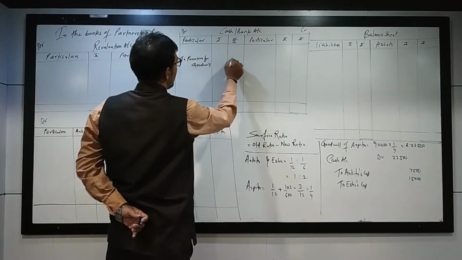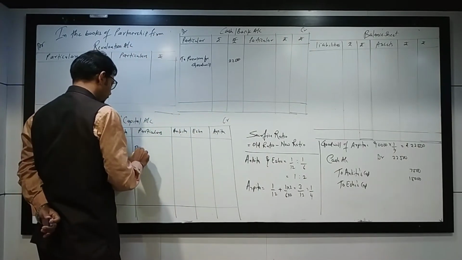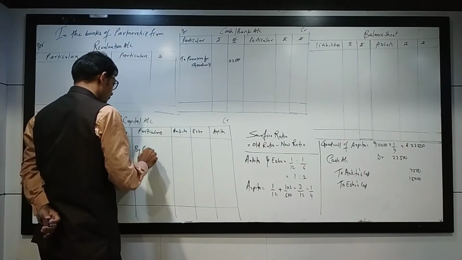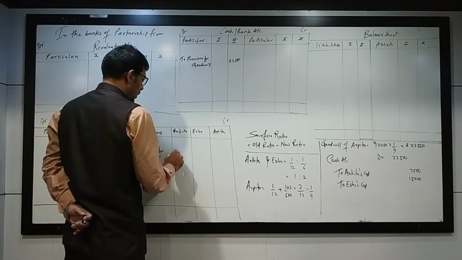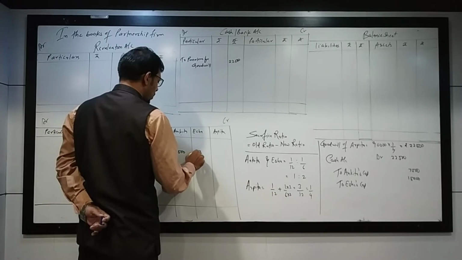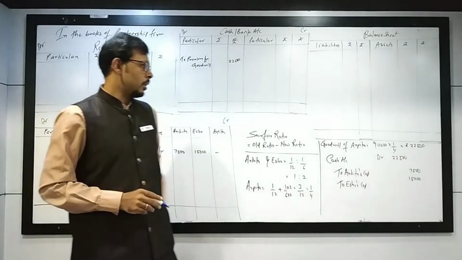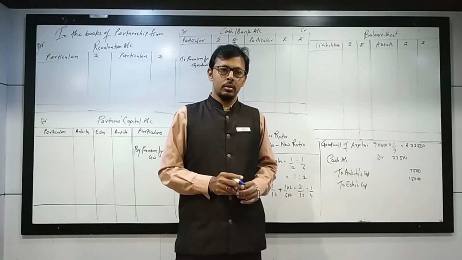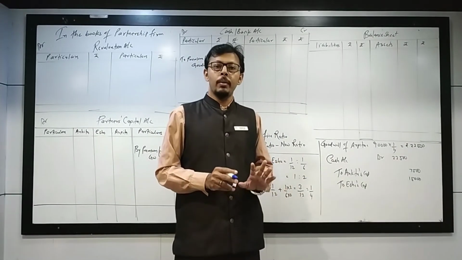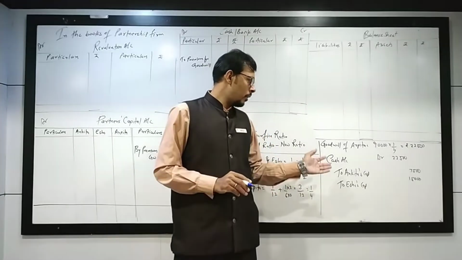Amount is 22,500 over here, by premium for goodwill. Ankita's column 7,500, Lisa's column 15,000. Okay, this we have already done in so many sums beforehand. So I hope now you remember. When a new partner brings the amount of goodwill, the entry will be as such.